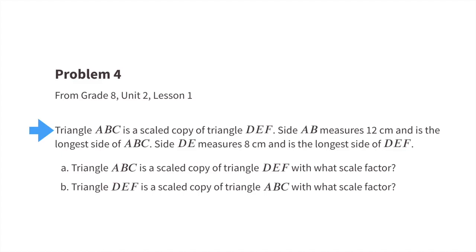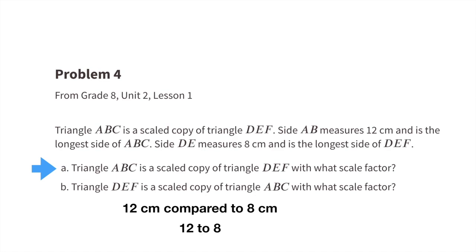Number 4. Triangle ABC is a scaled copy of triangle DEF. Side AB measures 12 centimeters and is the longest side of ABC. Side DE measures 8 centimeters and is the longest side of DEF. A. Triangle ABC is a scaled copy of triangle DEF with what scale factor? Well, 12 centimeters compared to 8 centimeters is the same as a 12 to 8 ratio, which is the same as 3 to 2 or 3 halves. The scale factor would be 3 halves.